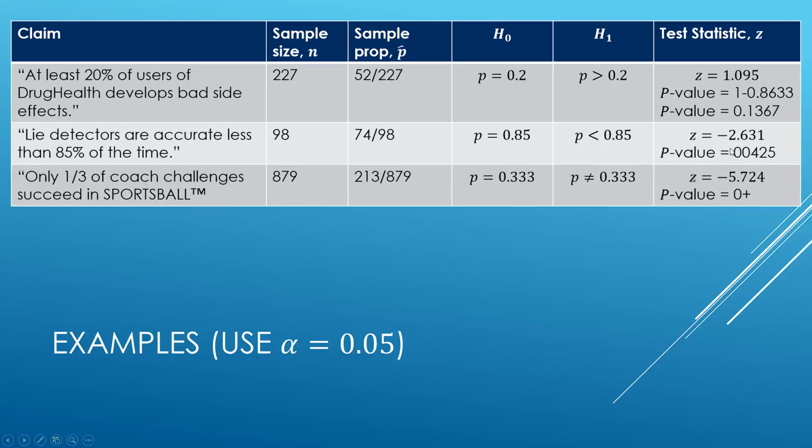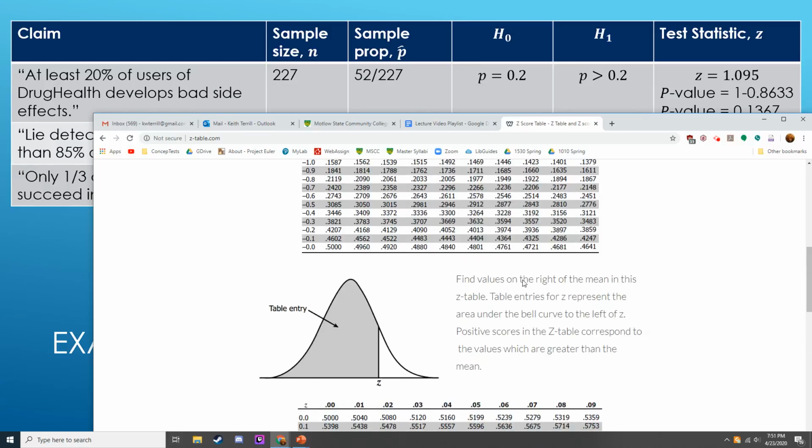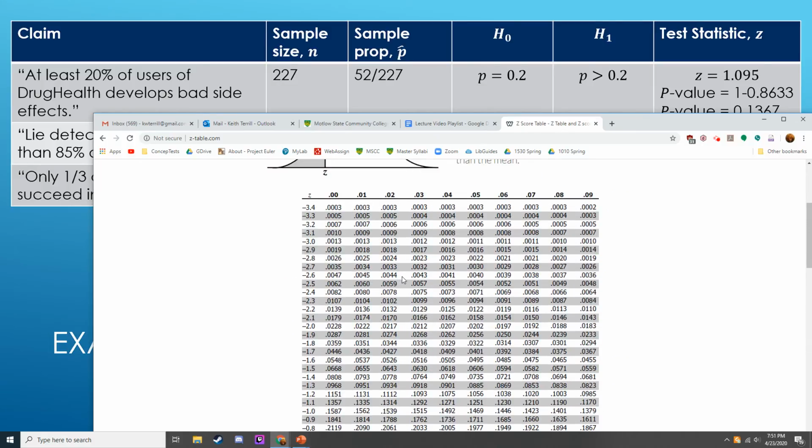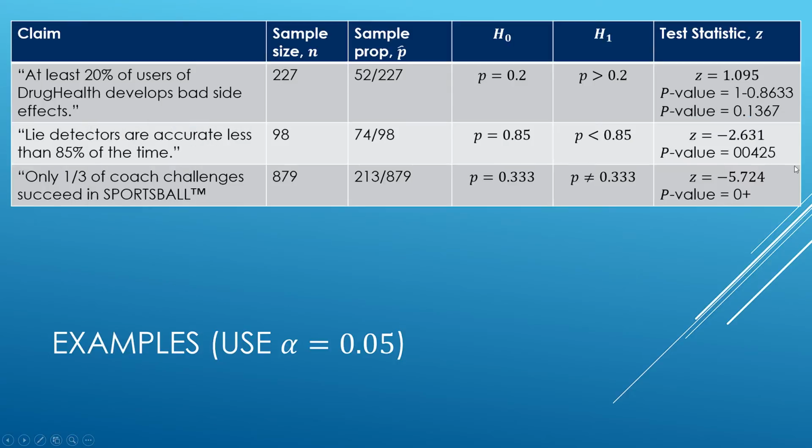For this next one, I can do another lookup. Let's see here. I had a z-value of negative 2.63. So negative 2.63 gives me 0.0043. I gave you an extra decimal place there. But based on this z-value, since we want less than 0.85, we get this as our p-value. No complements needed, right? Because it's strictly less than.